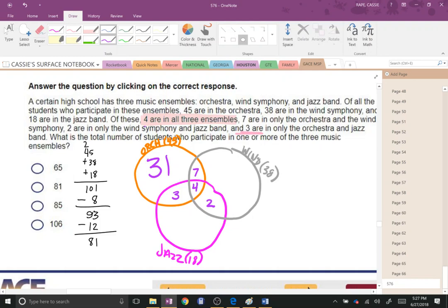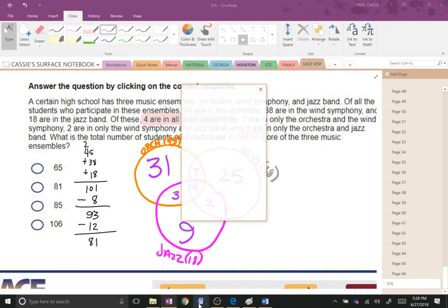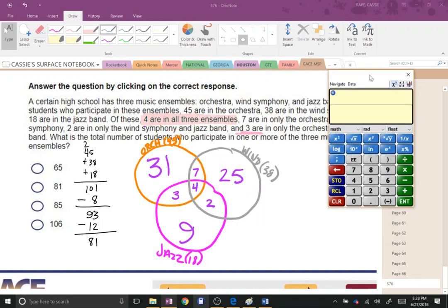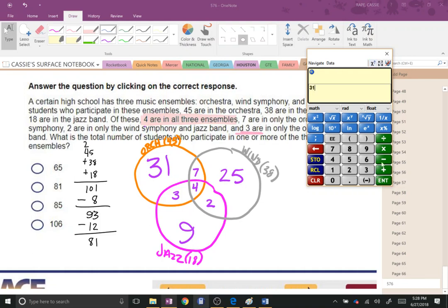Wind, you know there are 38 total. You can subtract out 13 of the overlap kids, so that would leave 25 that are just in wind. And lastly, there are 18 in jazz and 9 overlap, so that would be 9 here. So now if you wanted the total number of students who participate in one or more, all you've got to do is be careful not to miss one or count one twice. So you would just say 31 plus 3 plus 4 plus 7 plus 25 plus 2 plus 9.